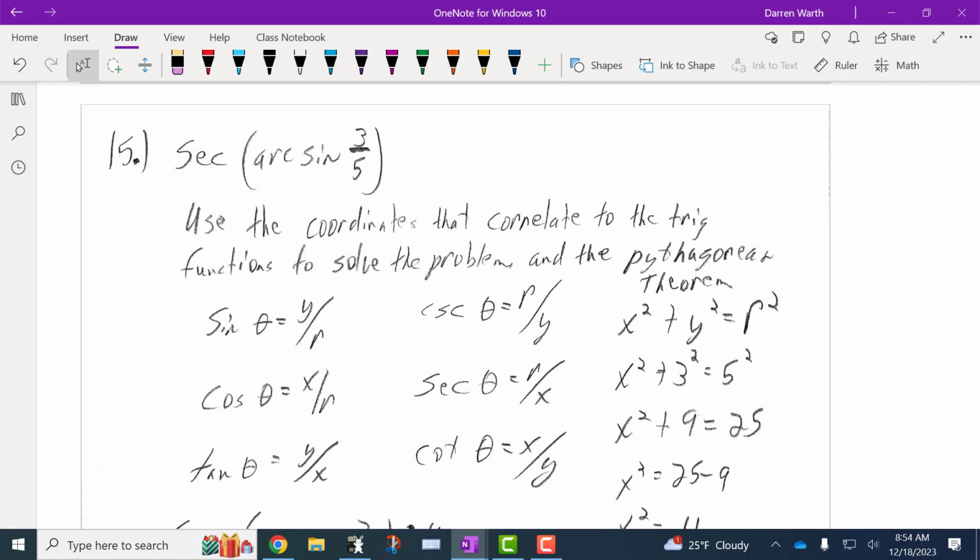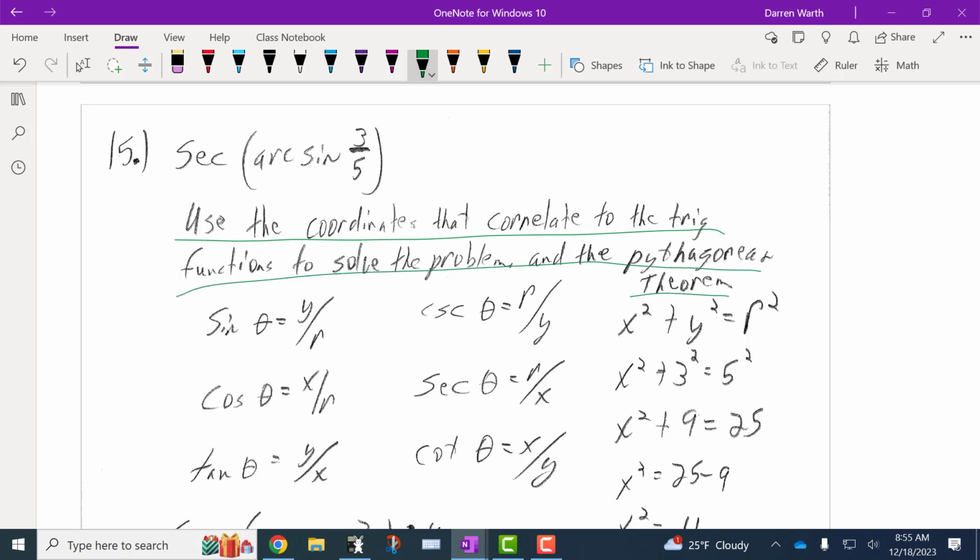Okay, number 15, it says to use the properties of inverse functions to evaluate the expression: the secant of the arc sine of 3/5. We'll go ahead and use our coordinate trigonometry on this one. It says use the coordinates that correlate to the trig functions to solve the problem, and the Pythagorean theorem.